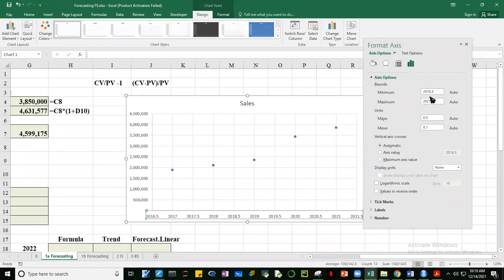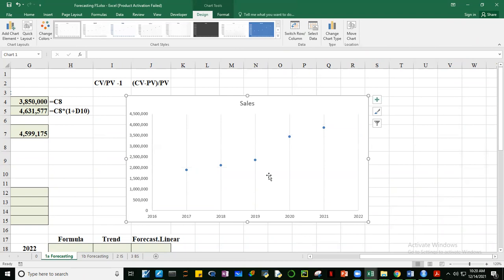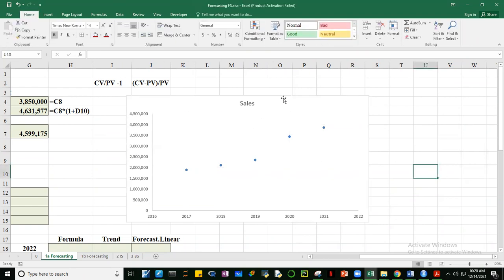Okay, nag-minimum siya na 2016.5. Gawin natin 2016 lang. Okay, and then gawin natin 2022. That's okay. And then ang increment niya, 1, that's okay. Kaya 2016, 2017, okay, that's better. Okay, close na natin to. Okay, and then let me remove the grid lines. Okay, there. All right.